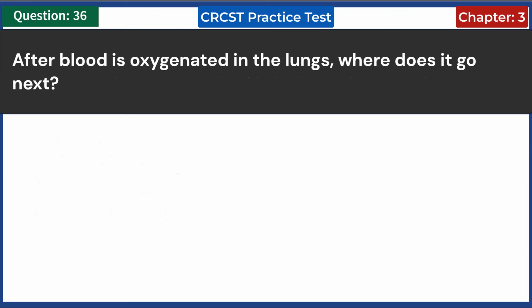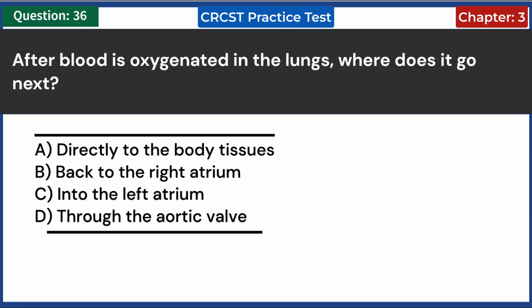After blood is oxygenated in the lungs, where does it go next? A. Directly to the body tissues. B. Back to the right atrium. C. Into the left atrium. D. Through the aortic valve. Answer: C. Into the left atrium.